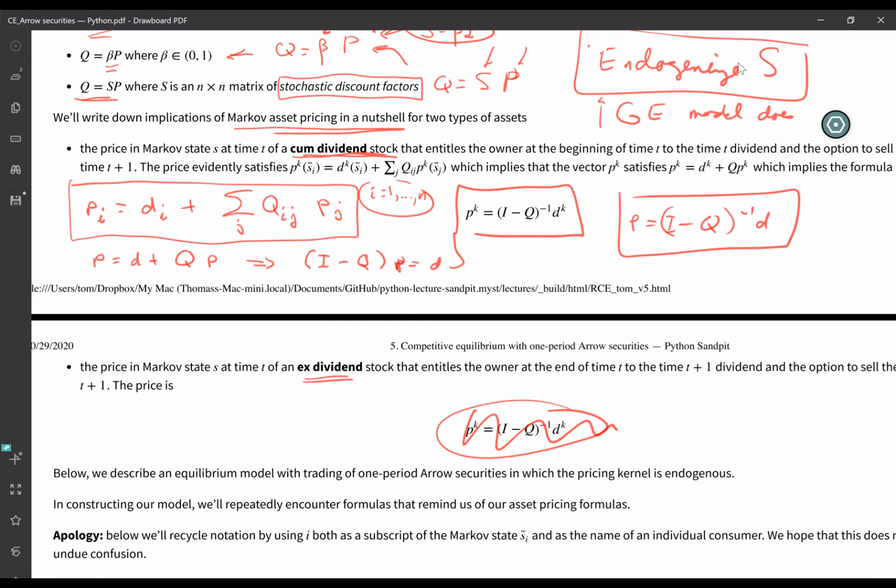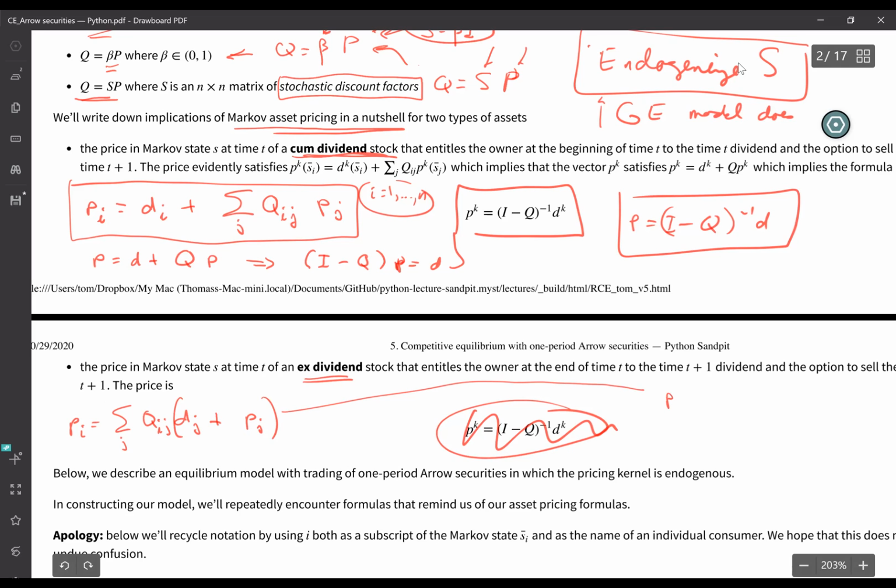The price of an ex-dividend stock: you buy the stock now, and what do you get? Well, you don't get the dividend until tomorrow. You get a dividend tomorrow, and then you can sell the asset tomorrow. But I have to wait till tomorrow, so I have to multiply this by Qij and sum over J. Let's go a step at a time. Price today is equal to that summation. Let's work this out over here.